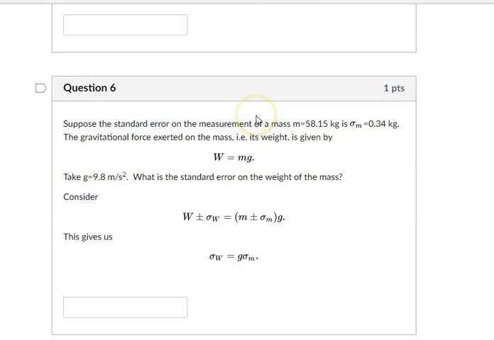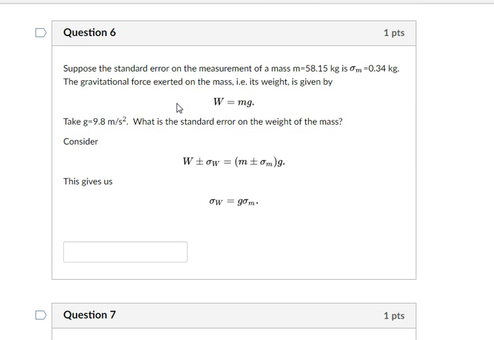All right, with problem 6, we're switching gears a little bit. Now we're looking at how to propagate the standard error through from a measurement we make to a quantity we calculate. So this is a straightforward example. If the error on our measurement of mass here is 0.34 kilograms, then weight equals mass times acceleration of gravity is at the end of the story.